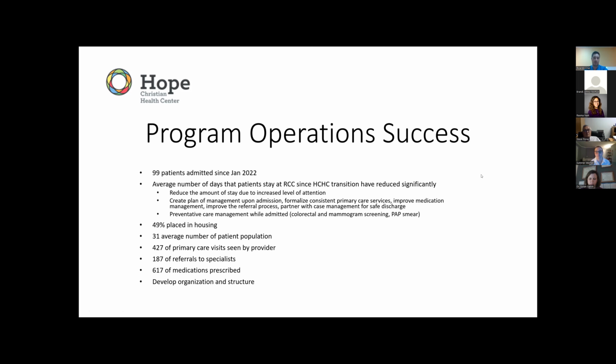So our average number of days here, at least patient stay, we've actually reduced the amount of stay because we are able to establish ourselves with consistent primary care services. We're able to provide increased attention to medical needs and medical stabilization of chronic medical conditions.